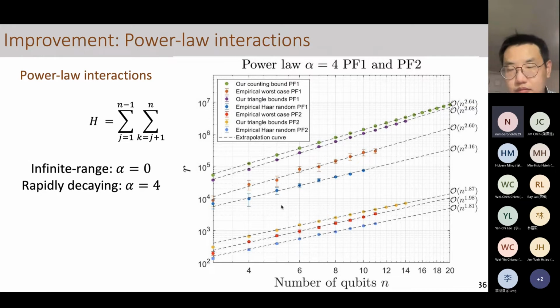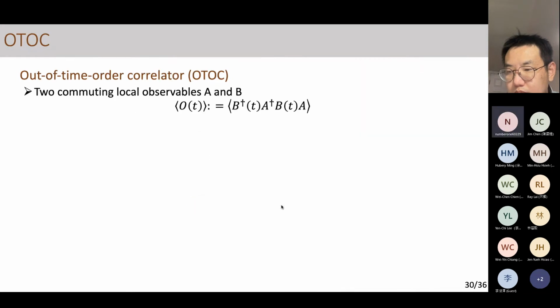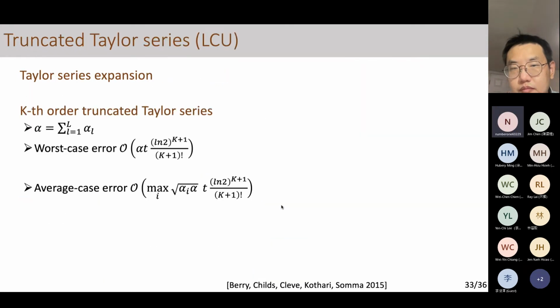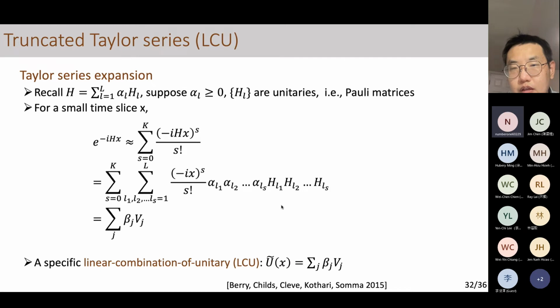Okay. And I have another question. There are also other Hamiltonian simulation methods, like linear combination of unitaries. So can this kind of average error analysis apply to Hamiltonian simulation methods like quantum signal processing or linear combination of unitaries?